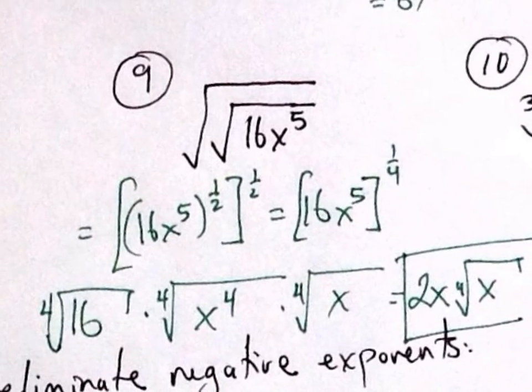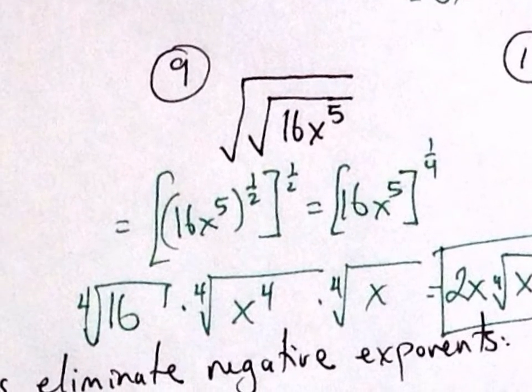Number 9. Whoa, square root of square root. So you can think about square root, again, as to the 1/2 power. So we have something to the 1/2 power to the 1/2 power, and 1/2 times 1/2 is 1/4. So taking the square root of the square root is like taking the fourth root.